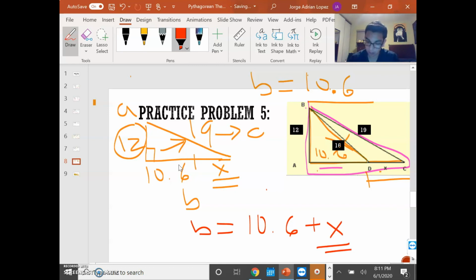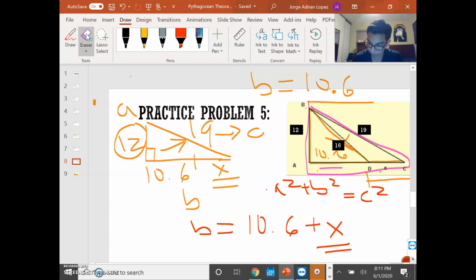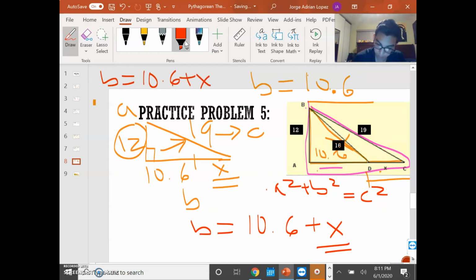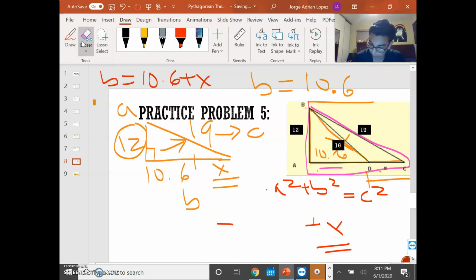Now, when I write a squared plus b squared equals c squared, I'm not going to write it as a squared plus 10.6 plus x equals c squared, alright? I'm going to leave it in b form, okay? You'll see what I mean right now. So I'm going to write this again up here so we remember. Alright, and then let me erase this.